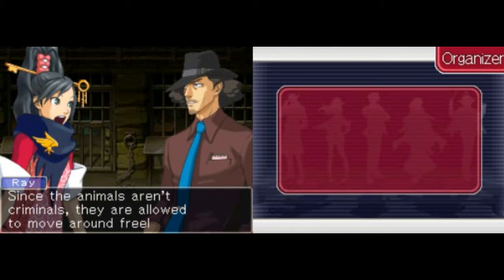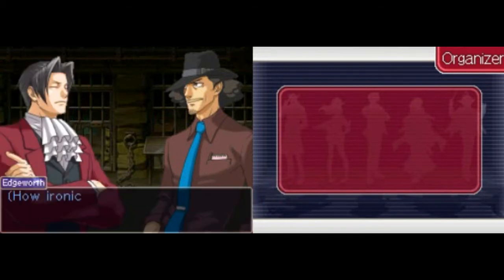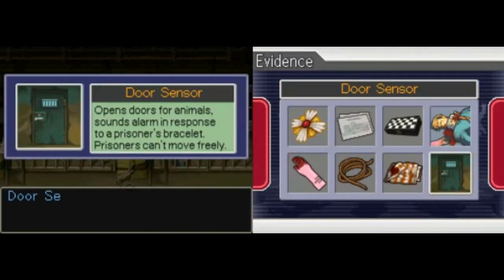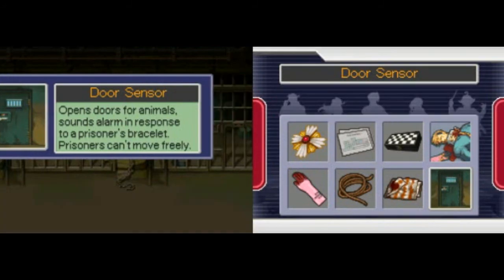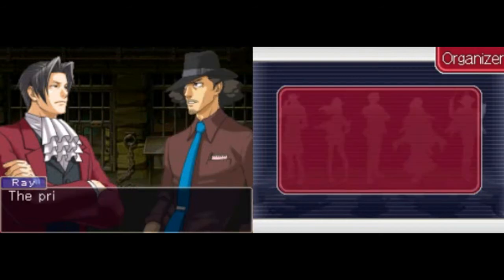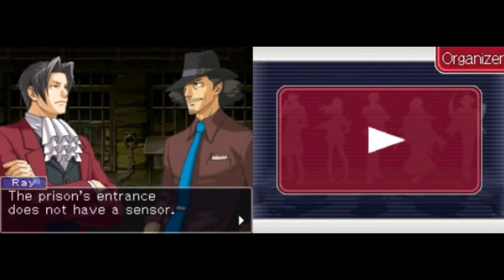since animals aren't criminals, they're allowed to move freely. How ironic. The ones with the most freedom in this prison are the animals. But still, they can't go out of the prison. The prisoner's entrance does not have a sensor.